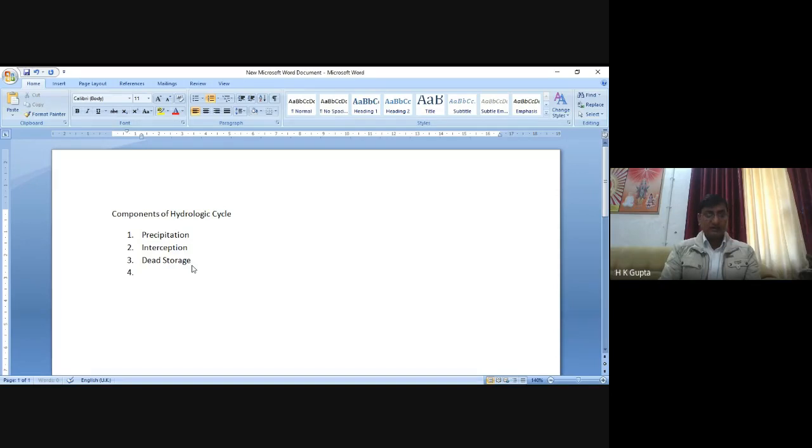Dead storage, and another is infiltration. Next, it could be evapotranspiration. Okay, these are the components, and the most important one, another is runoff. Runoff is nothing but whatever amount of water is reaching the river. So that is basically called, or you can simply say it is discharge. So in the hydrologic cycle, we also define one process that is called the rainfall runoff process. Rainfall runoff process. So these are the components.